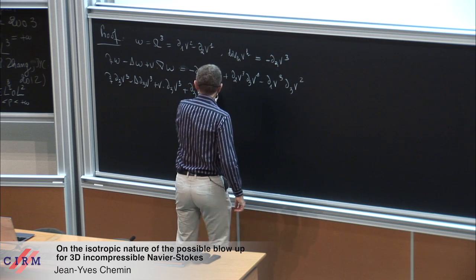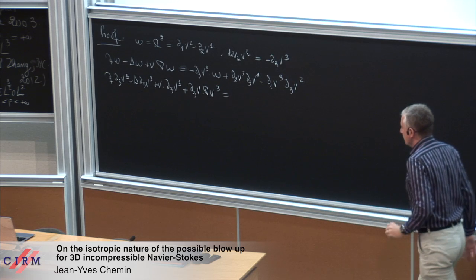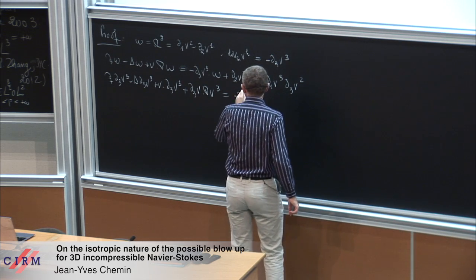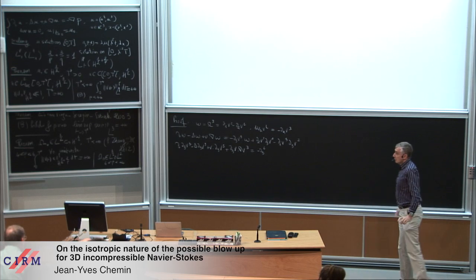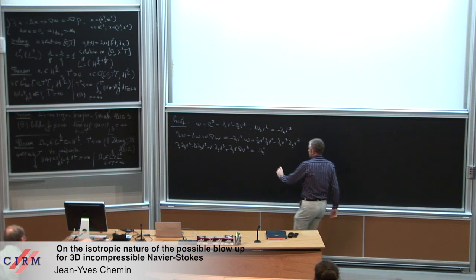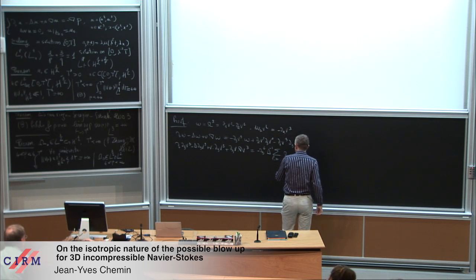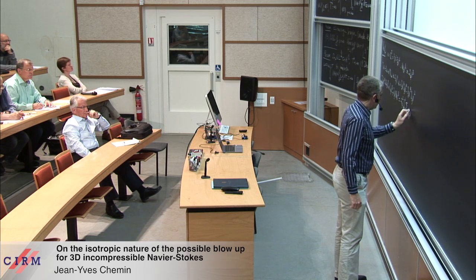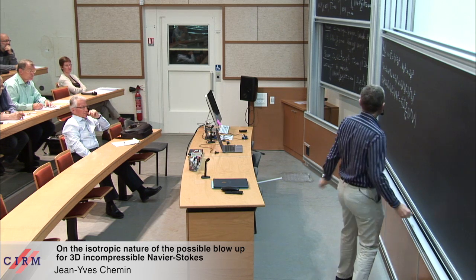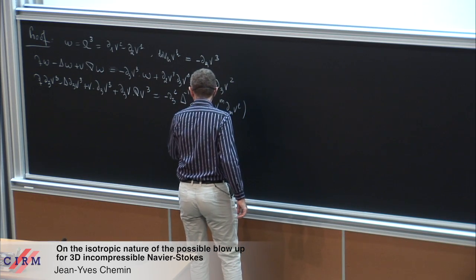Okay? And you have some terms. I'm going to write completely. You have the pressure term. What's the pressure term? This is minus the gradient of the pressure. But as we are in the whole space, we can compute the pressure. And the pressure, this is Laplacian minus 1 of the sum over L and M of D_L V_M D_M V_L. And here it goes from 1 to 3.